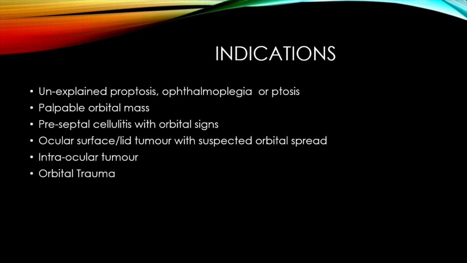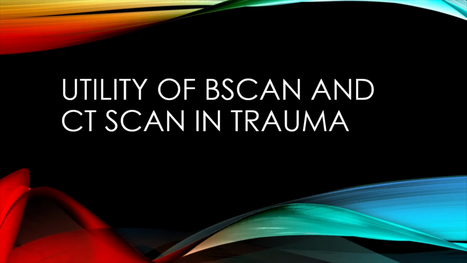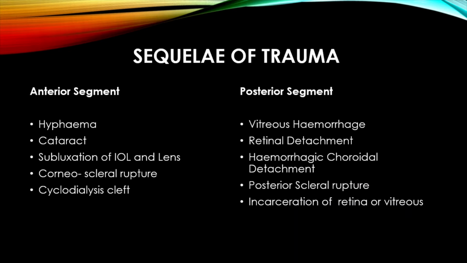The common indications of CT scan are unexplained proptosis, any ophthalmoplegia, ptosis, any palpable orbital mass, preseptal cellulitis with orbital signs, ocular surface or lid tumor with suspected orbital spread, intraocular tumors, and orbital trauma. Now we'll see the utility of B-scan and CT scan in trauma. Some of the sequelae of anterior and posterior segment trauma are mentioned here.